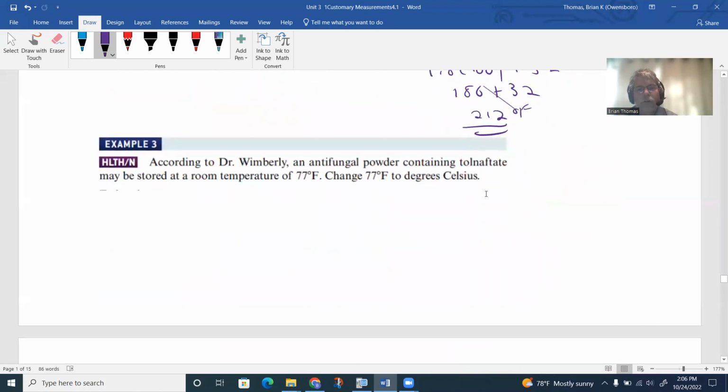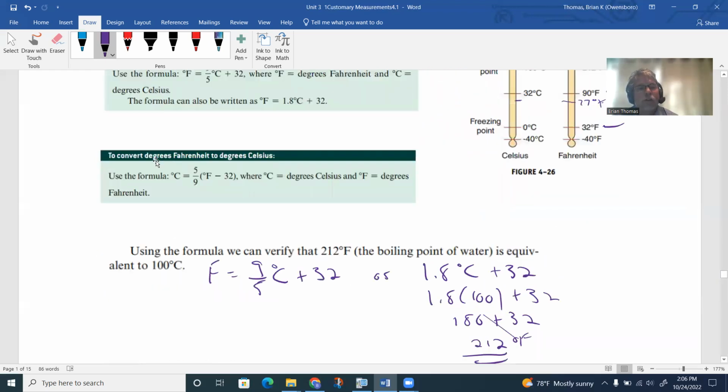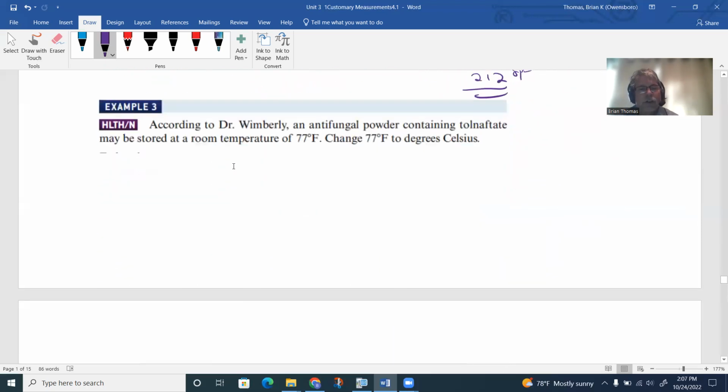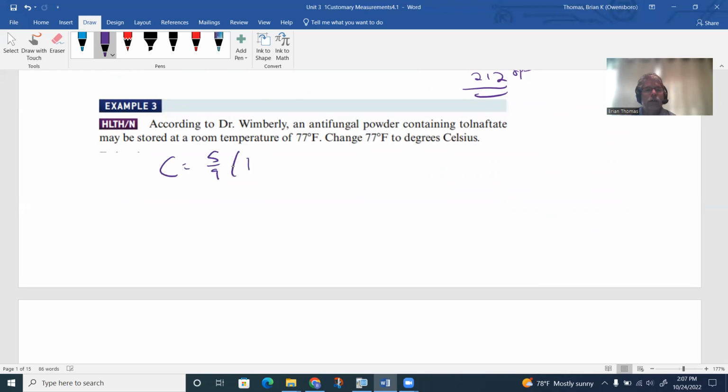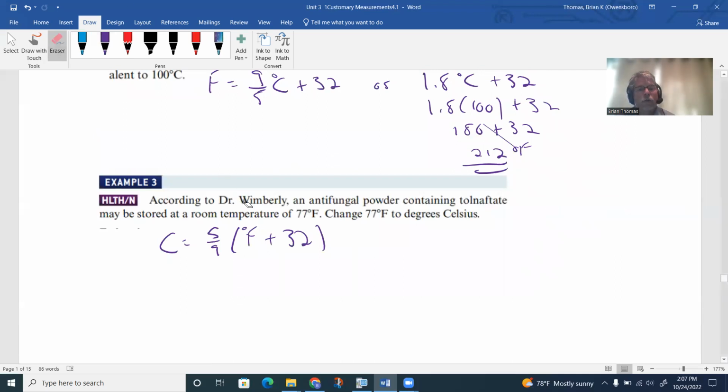Now, the way we do this, though, is we're changing Fahrenheit to Celsius. That's the second formula. To convert Fahrenheit to Celsius, we use the formula 5/9 times F minus 32. So Celsius is going to equal 5/9 times the Fahrenheit temperature plus 32. Make sure I wrote that right. Nope, minus 32. See, I haven't memorized my formulas yet either. So minus 32.